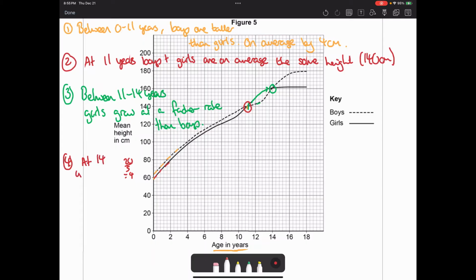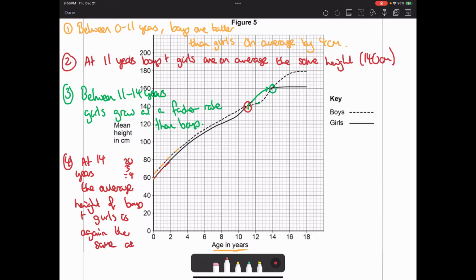At 14 years, the average height of boys and girls is again the same, at this time 160 centimetres. But then what happens is at the final part, we've then got our boys accelerating in growth, whereas the girls then plateau.